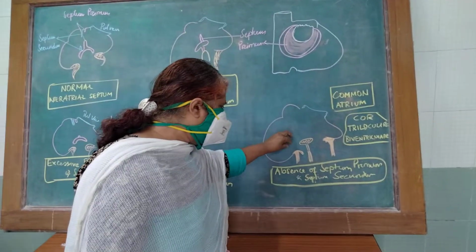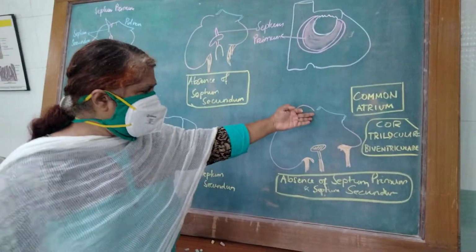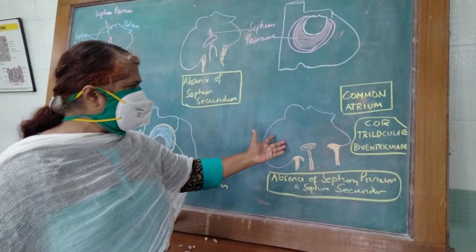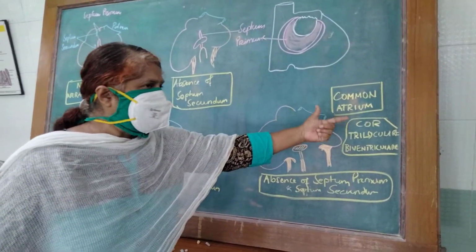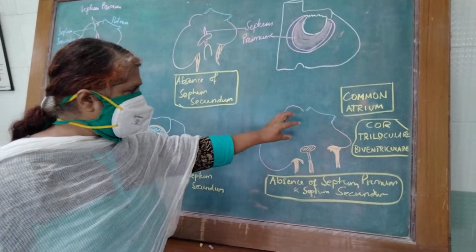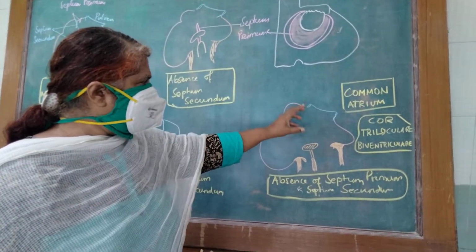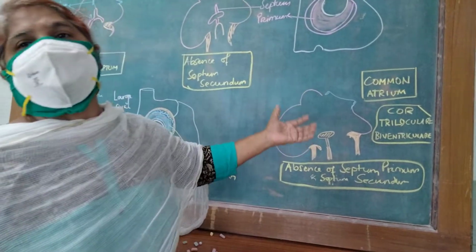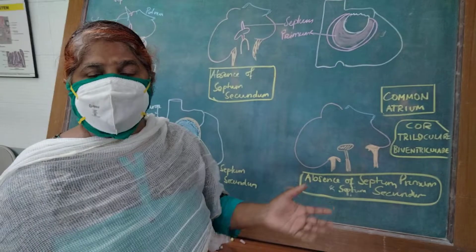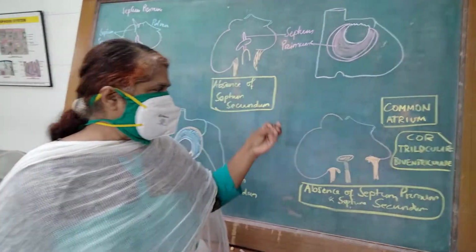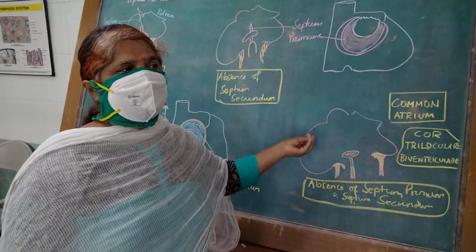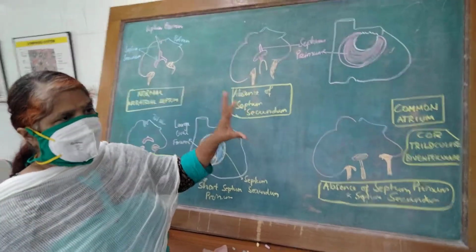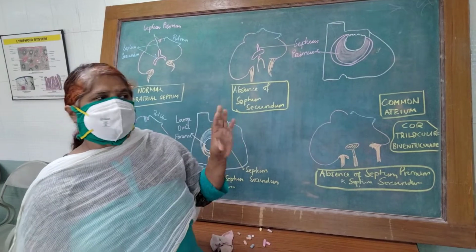Now the third thing we see, both the septum primum and septum secundum are absent. So we will see this is the common atrial chamber, which is called cor triloculare biventriculare. So what happens there? Everything is there, they are ready for the formation, but septum primum and septum secundum formation is defective, no formation of septum. So it is a common defect. This is septum primum, septum secundum defect. So these are the causes of interatrial septal defect.